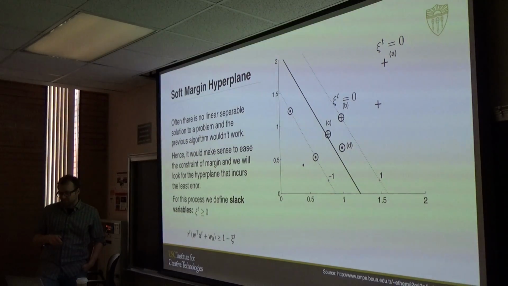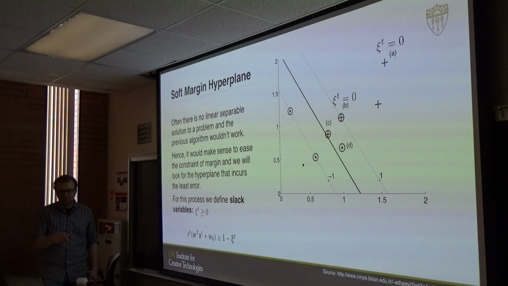Well, this guy will get a slack variable that is greater than 0. But it's on the right side of the margin, so this value is not going to be 1, but like 0.2 or 0.3. So for this guy, it's going to be greater than 0, but less than 1. Okay.